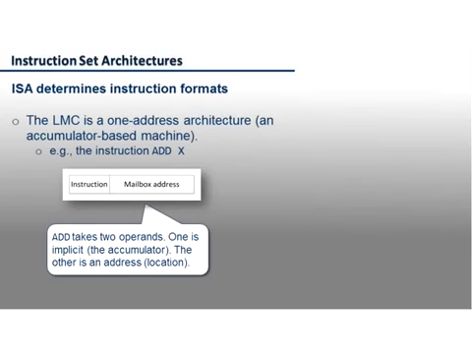Do you remember Little Man computing? Why is it called one address? Because you have the instruction on one hand, and you have the mail address, the actual address, on the other hand. So you only have one address, which is why we call it a one-address architecture machine.